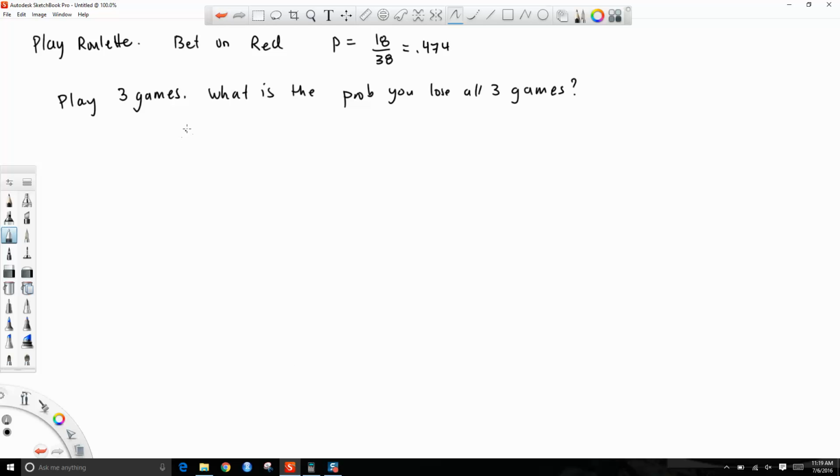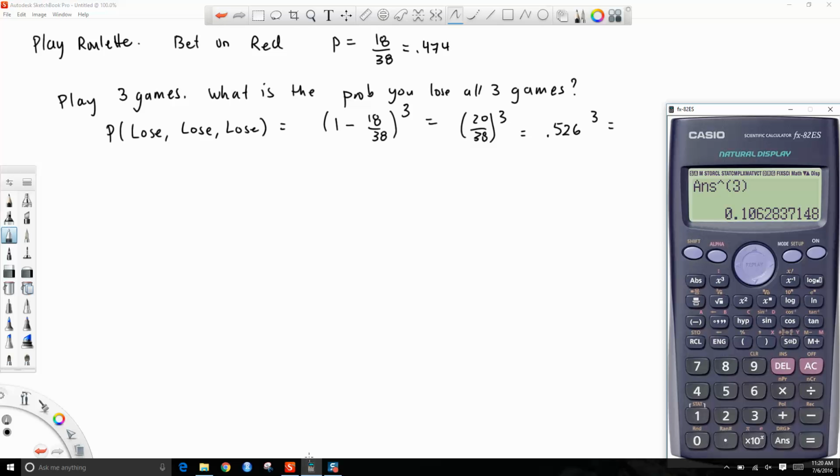So what would we have to do here? This would be probability of lose, lose, lose. Probability of losing 1 game is going to be 1 minus 18 over 38. And we're going to raise this to the 3rd power. Or you can do 20 over 38 to the 3rd power, or equivalently 1 minus 0.474, so 0.526 raised to the 3rd power. And you get 0.1458.